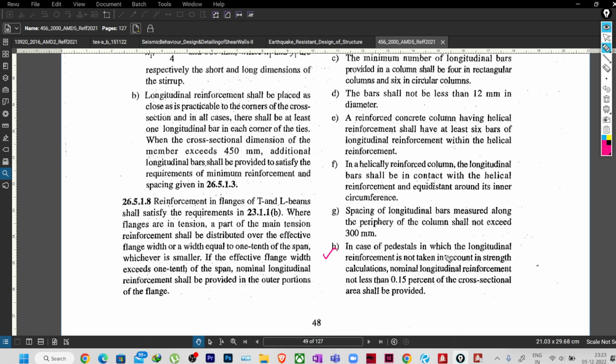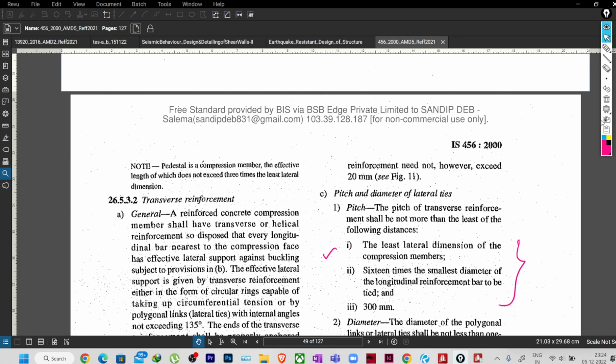In case of pedestals, in which the longitudinal reinforcement is not taken into account in strength calculation, nominal longitudinal reinforcement not less than 0.15% of the cross-sectional area shall be provided. So this is actually in case of pedestals. First of all, we need to see the definition of pedestal, which is given here. Pedestal is a compression member, the effective length of which does not exceed 3 times the least lateral dimension.